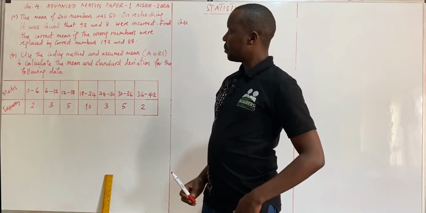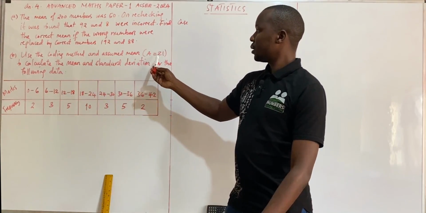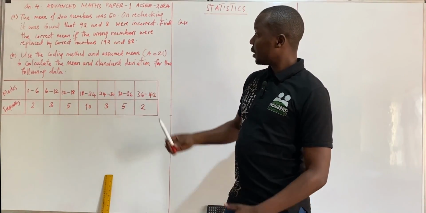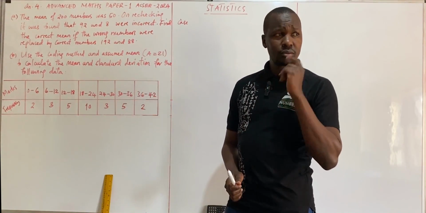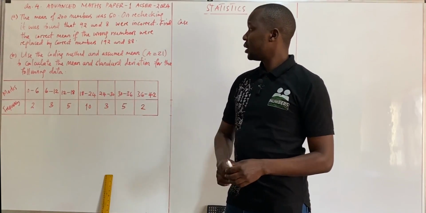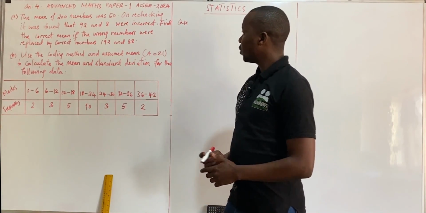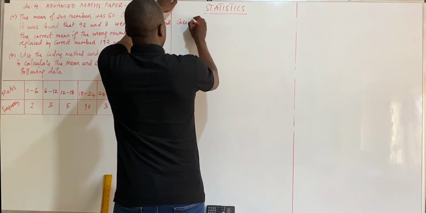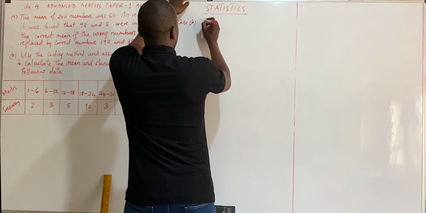Now from this table, we are required to use the coding method and the suggested value, which is the assumed mean 21, to find the two statistical averages, that is the mean and the measure of dispersion, that is the standard deviation. Now how to do it? In case B, we start with the mean.